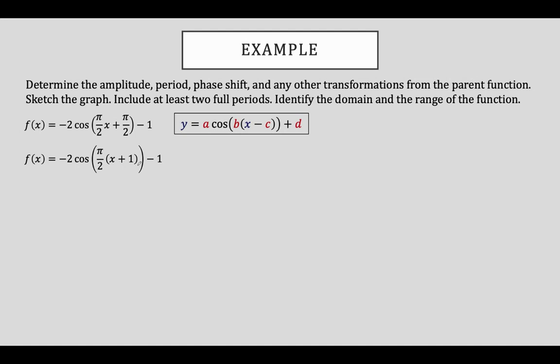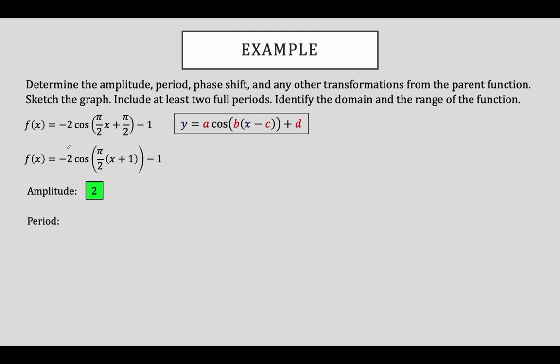Now that we've written it in the standard form, we can easily identify the constants a, b, c, and d, which will tell us our transformations. What is our amplitude? Well, amplitude is the absolute value of a. The absolute value of -2 is 2. That means that our function will go 2 units above the midline and 2 units below the midline.